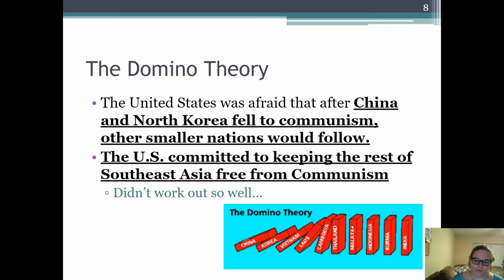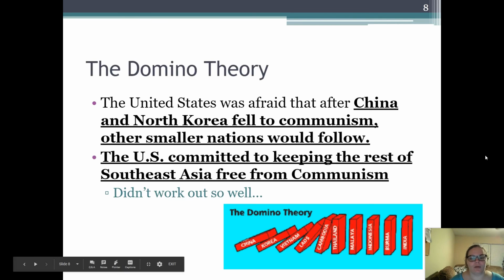So over and over again, you're going to see us getting involved in wars, specifically just to keep that country from becoming communist, to try to hold that domino up so it doesn't fall and knock over all the countries behind it. Those of you who know anything about U.S. history know this doesn't really work out well for us.